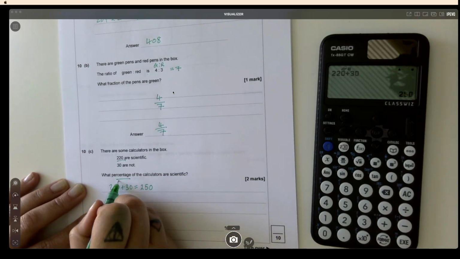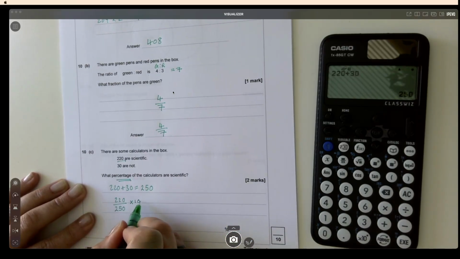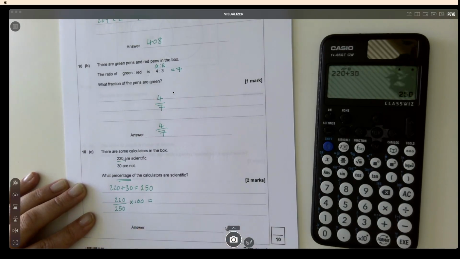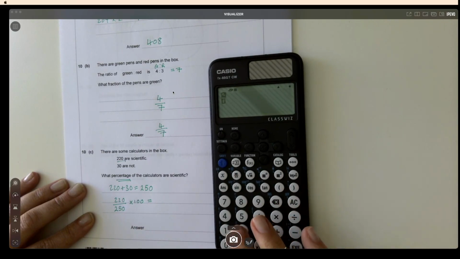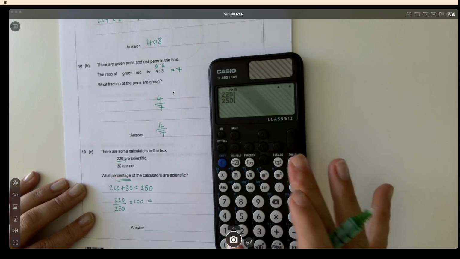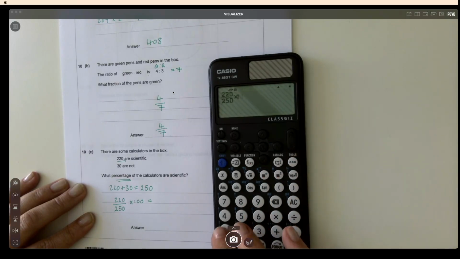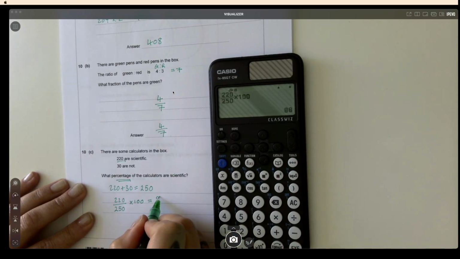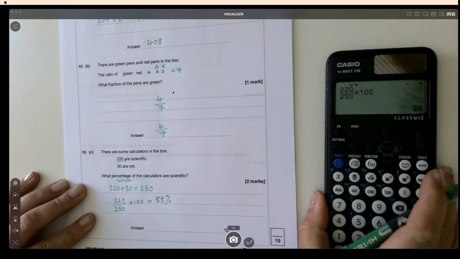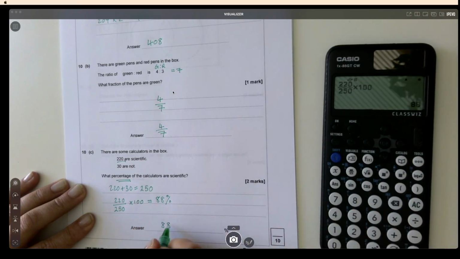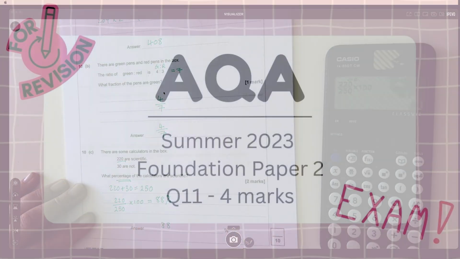We want a percentage, so we're going to multiply that by 100. So we can use our fraction button, 220, 250, arrow away from the fraction, multiplied by 100, which gives us 88% that are scientific. So we'll write 88 on our answer line.